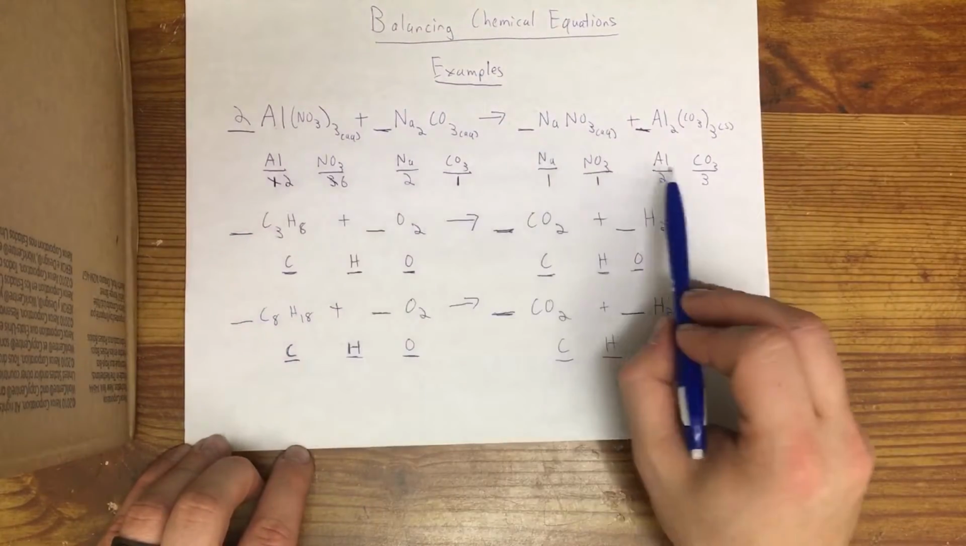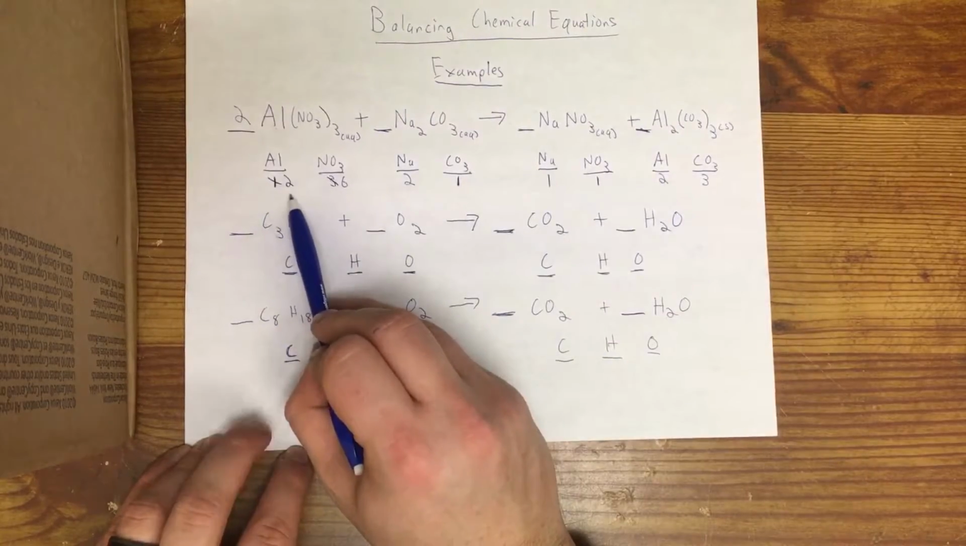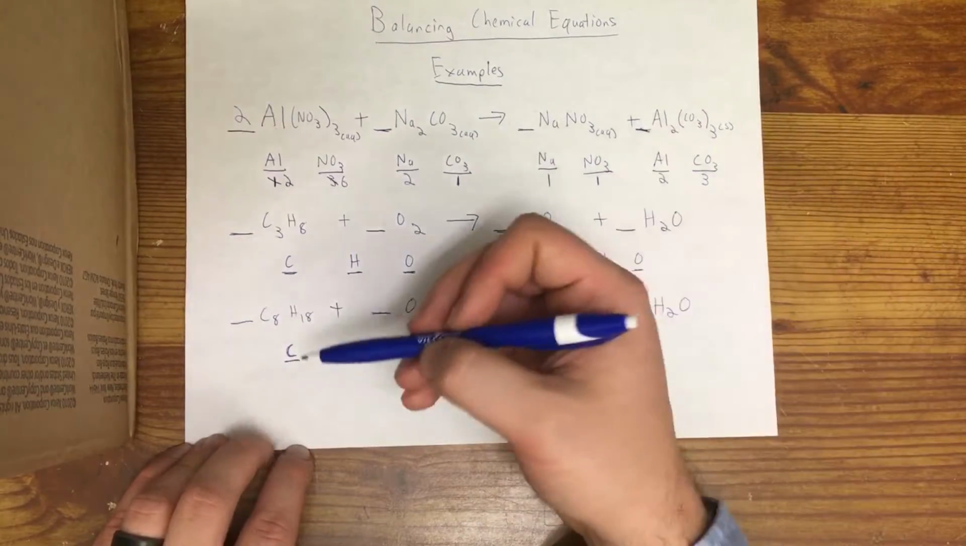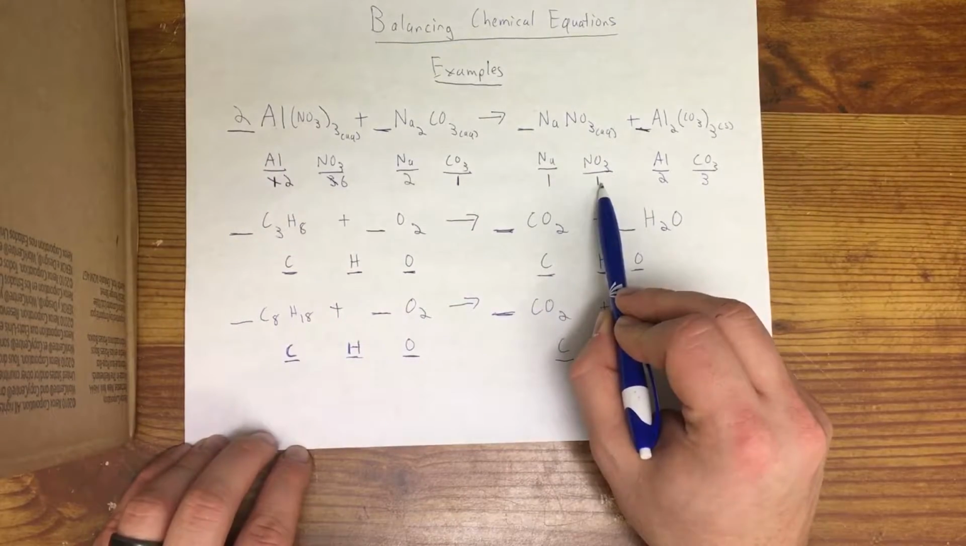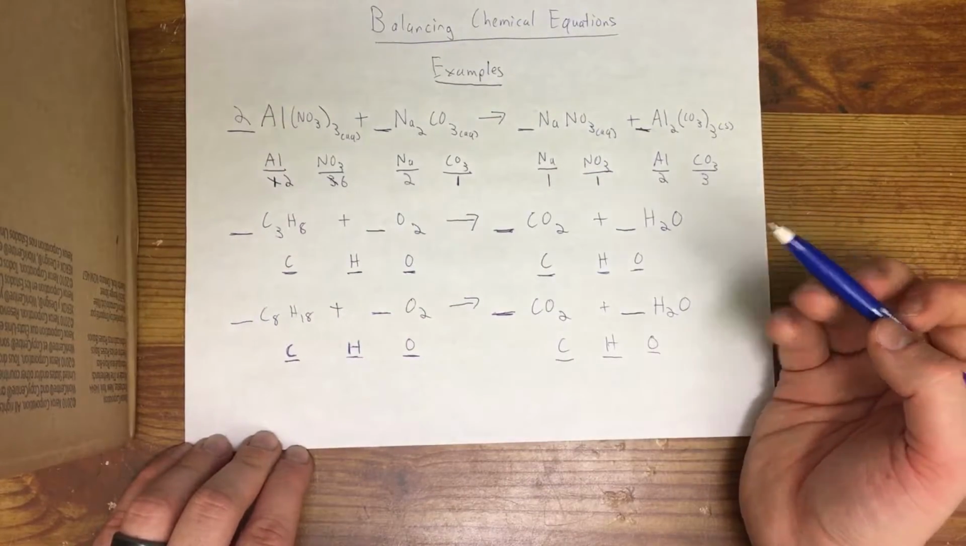So aluminum is now balanced. We have 2 on this side and 2 on this side. However, nitrates, even worse than it was before. Now we have 6 nitrates on this side and only 1 on this side. Again, that's a fairly easy fix.